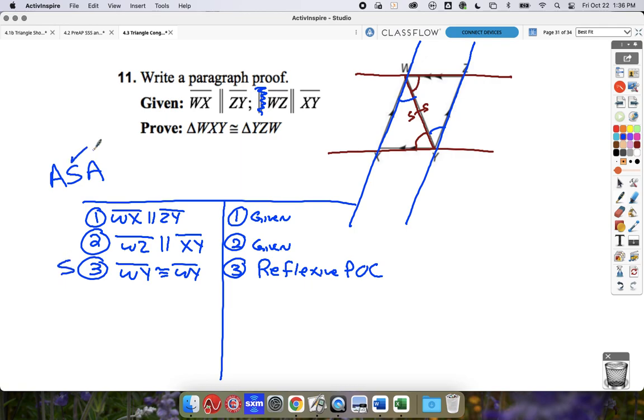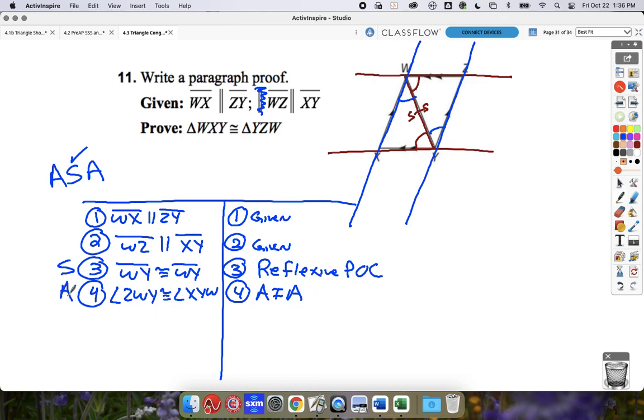We need an angle statement. Now, the hard part about this is naming the angles correctly. Angle ZWY is one of the red angles. It is congruent to angle XYW, and that's a very common mistake. Those two angles are proven to be congruent because of alternate interior angles, AIA. It's an angle statement.